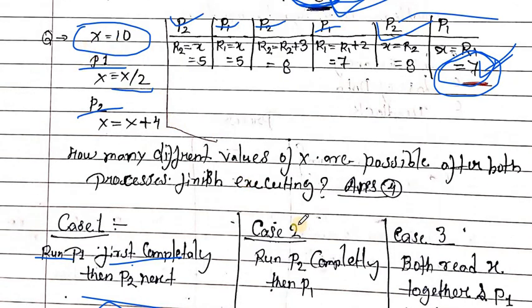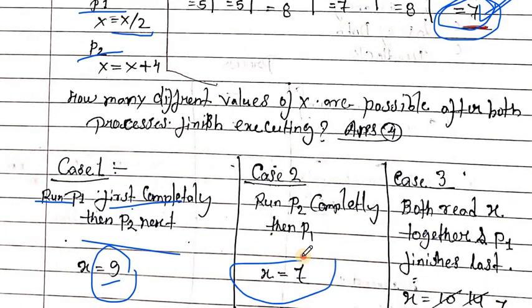Okay, now in case 2, P2 runs completely first, then P1. When P2 executes, x is equal to 10, 10 plus 4, 14. Now P1 will execute. For x equal to 14, 14 divided by 2 is 7. So x is equal to 7.